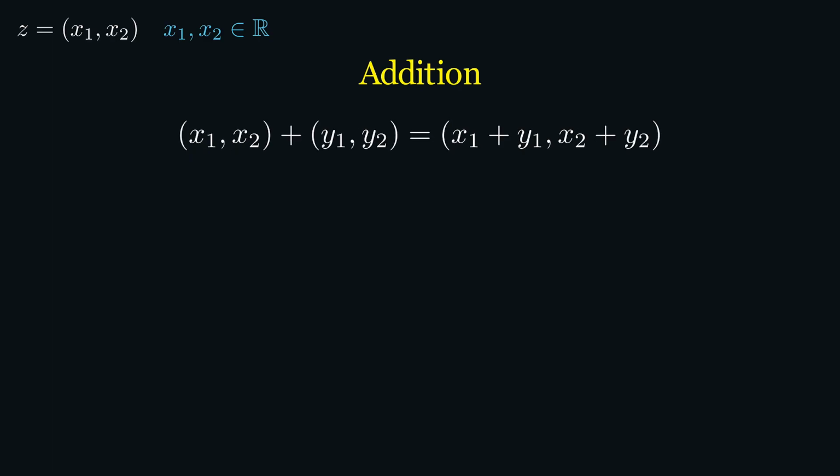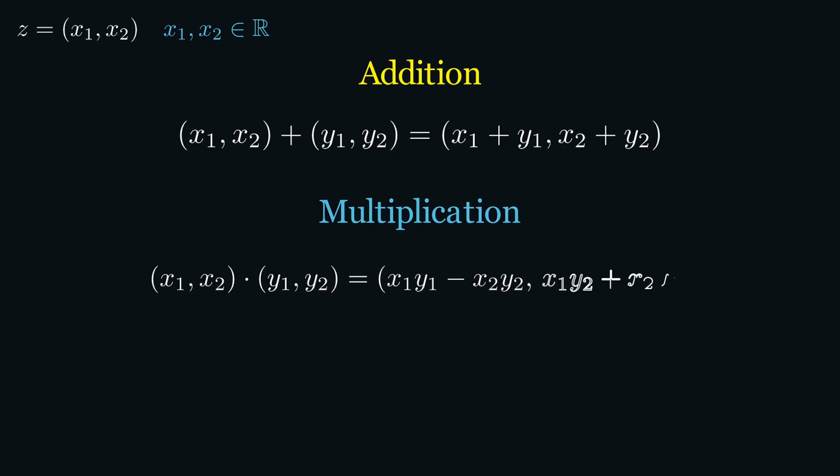We define addition component-wise. (x1, x2) plus (y1, y2) equals (x1 plus y1, x2 plus y2). Real parts add, imaginary parts add. Multiplication is more interesting. (x1, x2) times (y1, y2) equals (x1y1 minus x2y2, x1y2 plus x2y1). This formula looks strange at first, but it's designed for a specific purpose, which will become clear shortly.